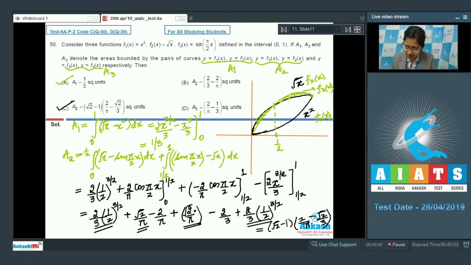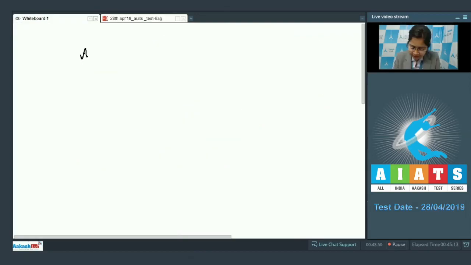So this is correct. Also we have to find A3, that is the area between f3(x) and f1(x). So A3 is equal to the integral from 0 to 1 of sine(pi x by 2) minus x square dx.